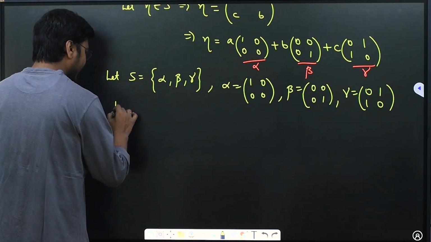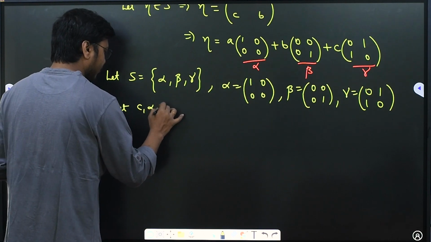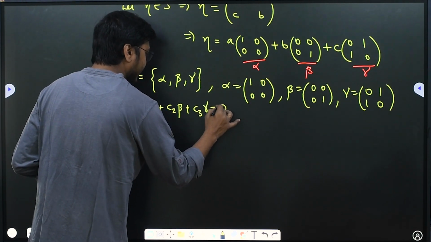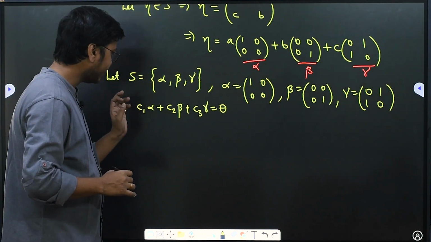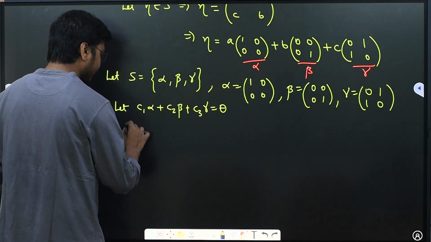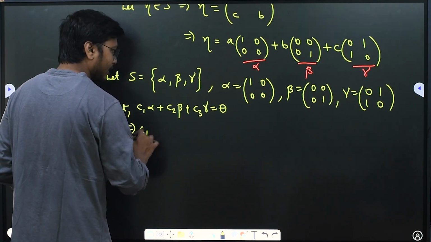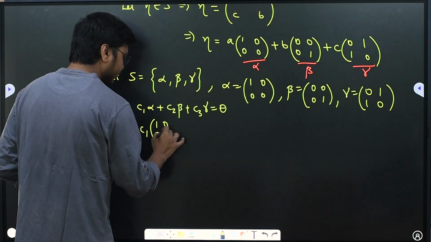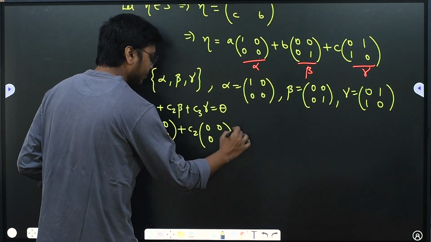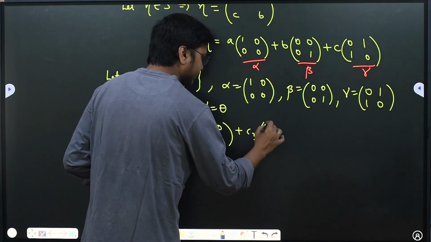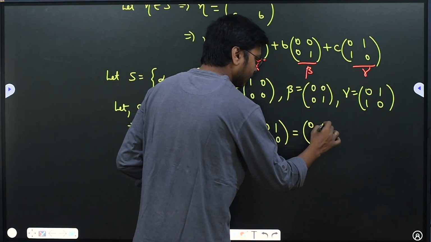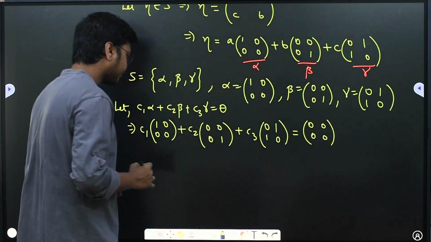So I take that let C1 alpha plus C2 beta plus C3 gamma equals theta, and for linearly independent I need to show that all the 3 constants have to be mandatorily 0. So that means C1 (1 0 0 0) plus C2 (0 0 0 1) plus C3 (0 1 1 0) equals theta. In this case theta would be (0 0 0 0).